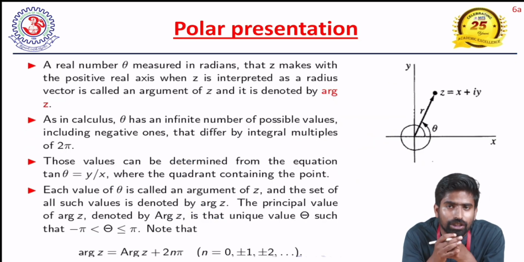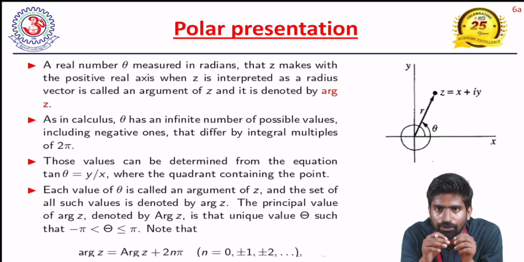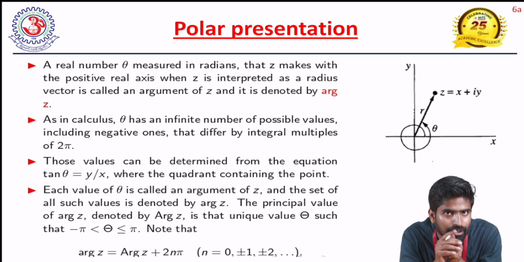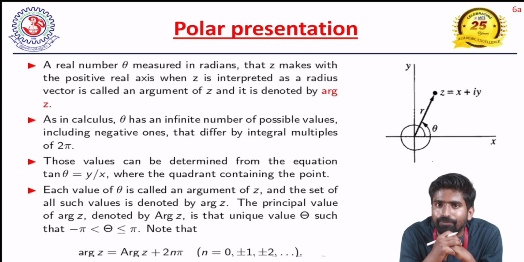Now the most important part of complex numbers that we are going to discuss is the polar representation of a complex number. For understanding the polar representation, we need to understand two things regarding a complex number. If z is a complex number, the first is what we call the argument of a complex number, and the second is what we call the radius vector. The argument is a real number theta in radians that z makes with the positive x-axis.